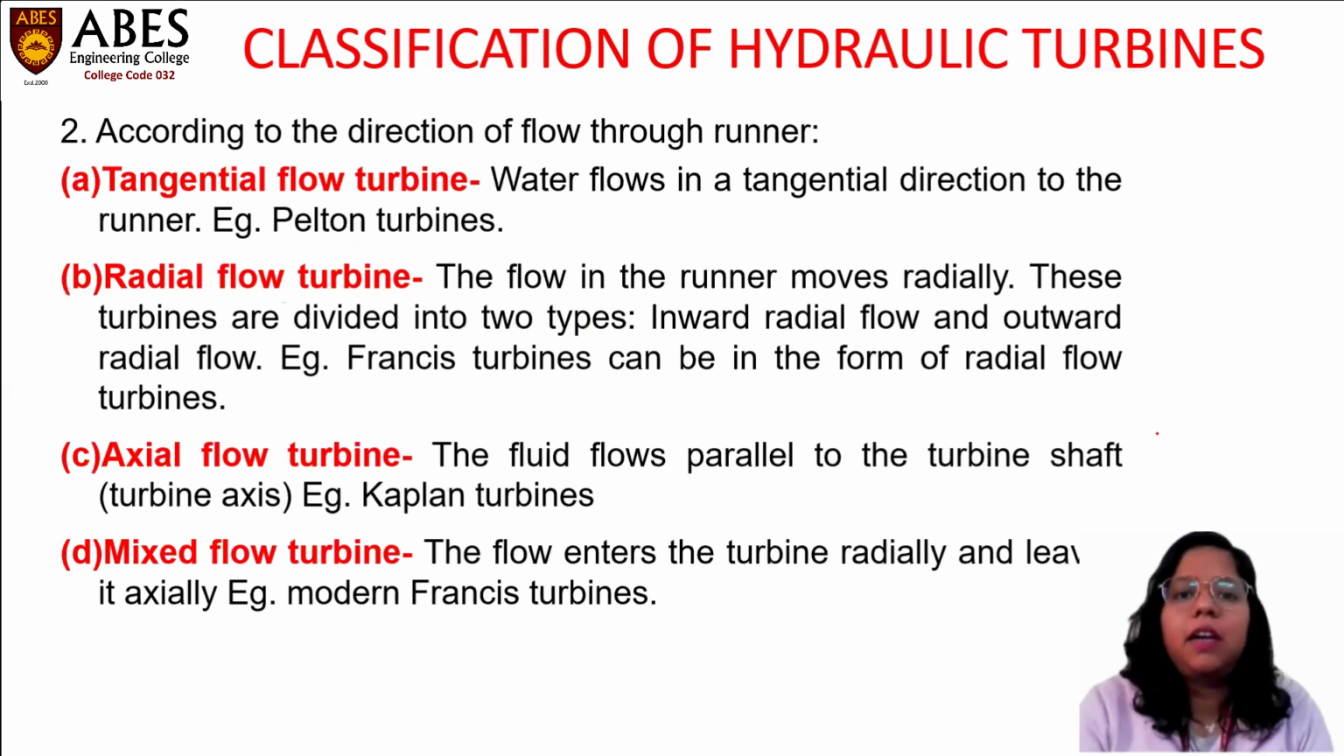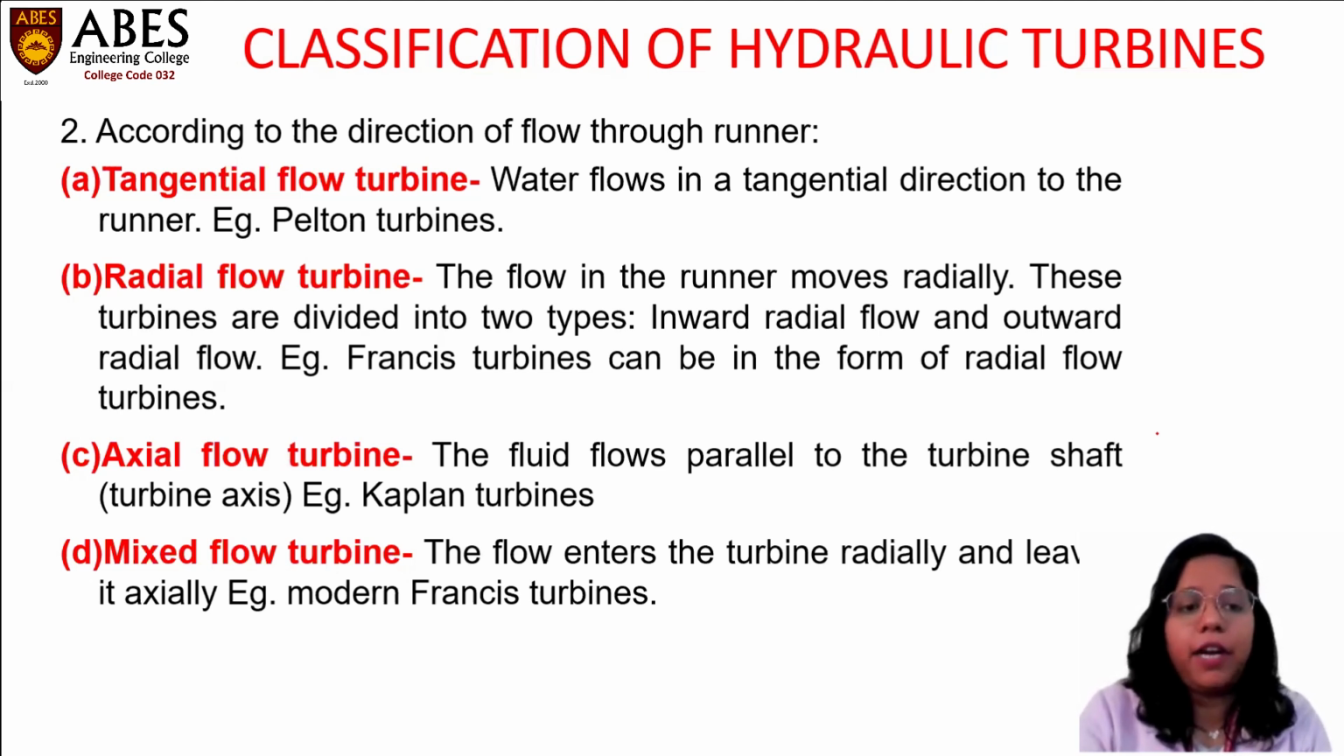Next, the second classification is on the basis of direction of flow through the runner. In which direction the water is flowing through the runner. One is tangential flow turbine. When the water flows in a tangential direction to the runner, these are termed as tangential flow turbine. Example is Pelton wheel turbine.